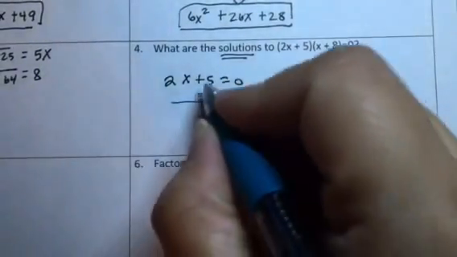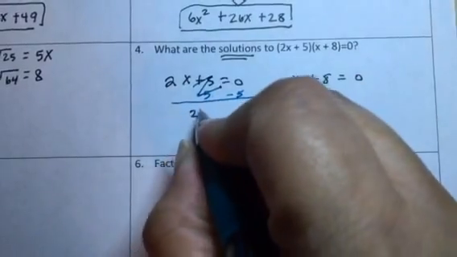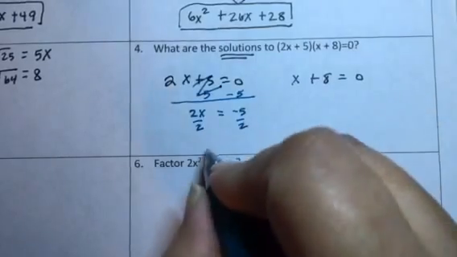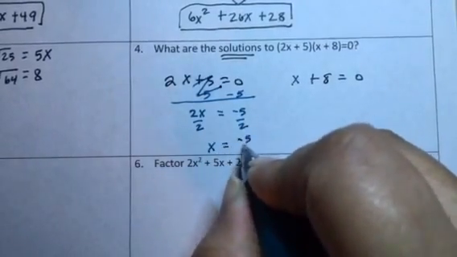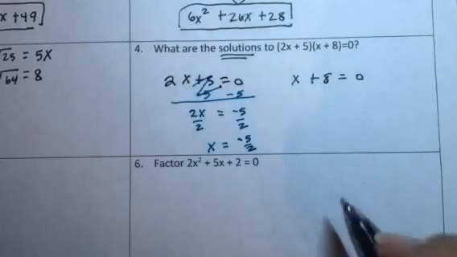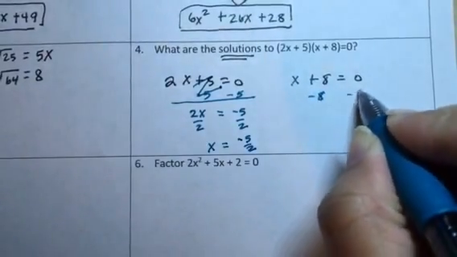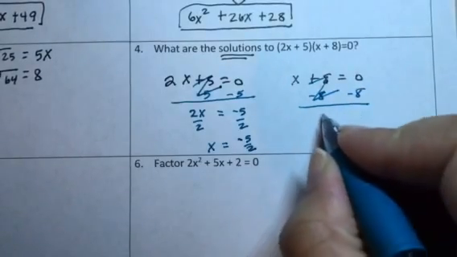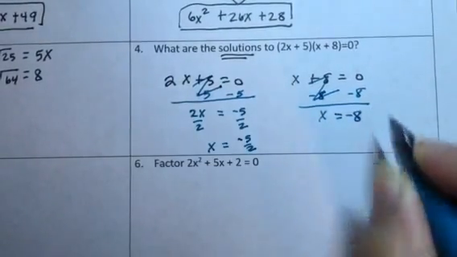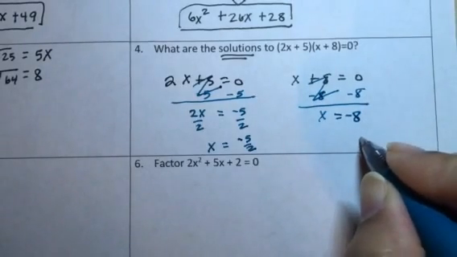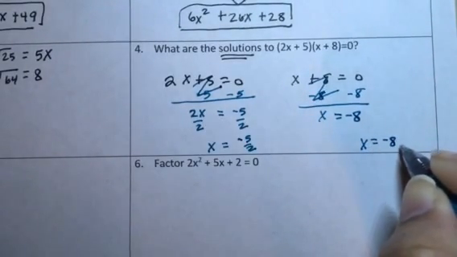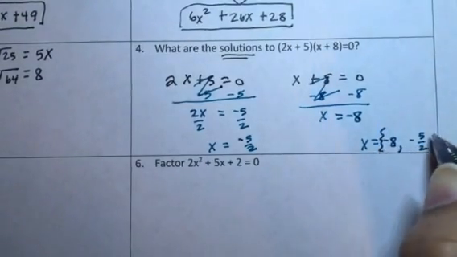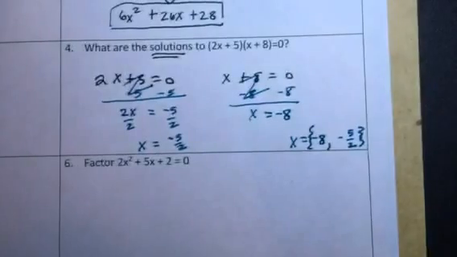This zeroes out. You're left with 2x equals negative 5. You divide by 2. So x is equal to negative 5 halves. And you're going to do the same thing on this one. Subtract by 8. So this zeroes out. 0 minus 8 is negative 8. So my solutions are x equals negative 8 and x equals negative 5 halves. And remember, you need these in braces. And there's your answer.